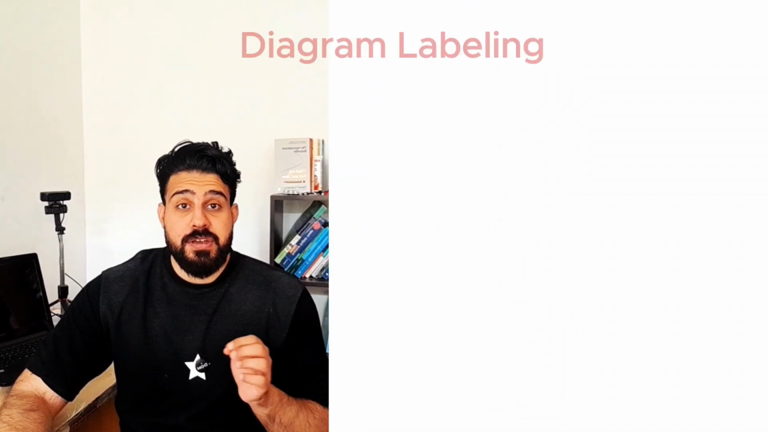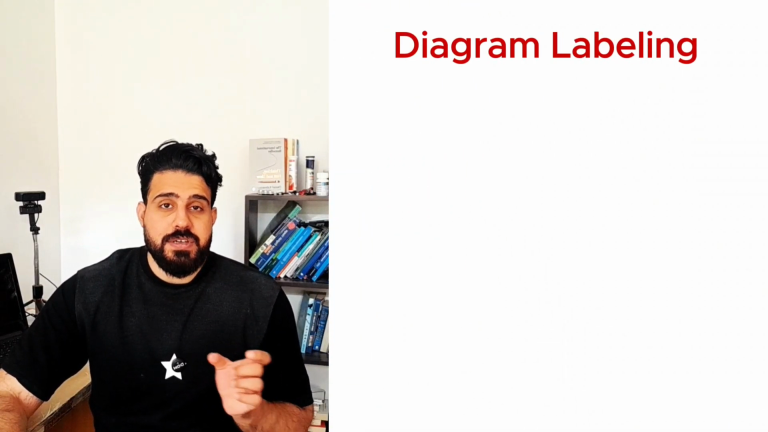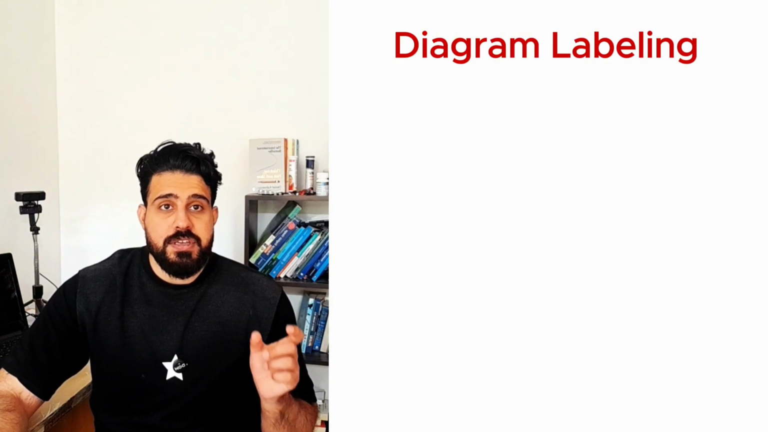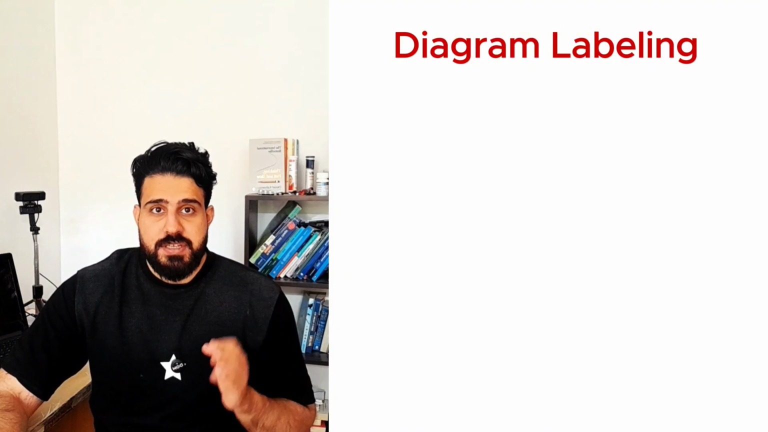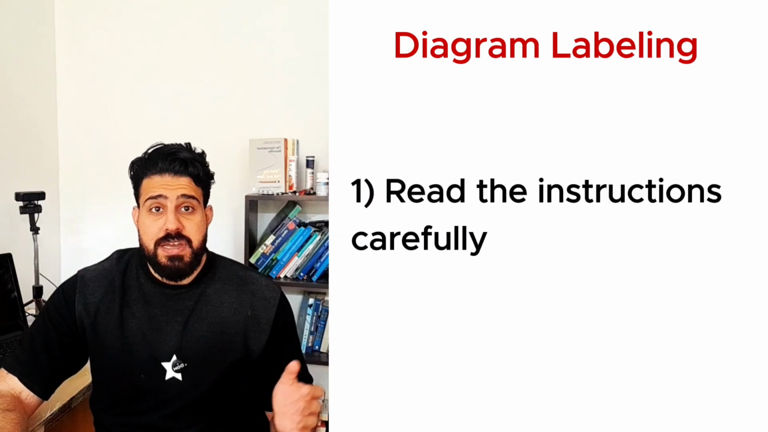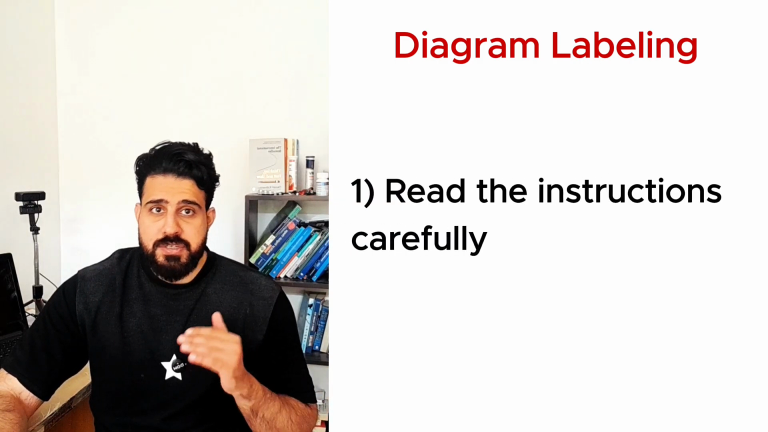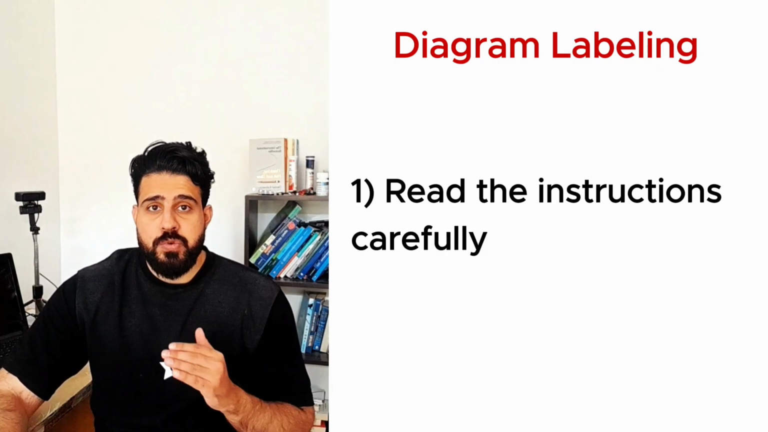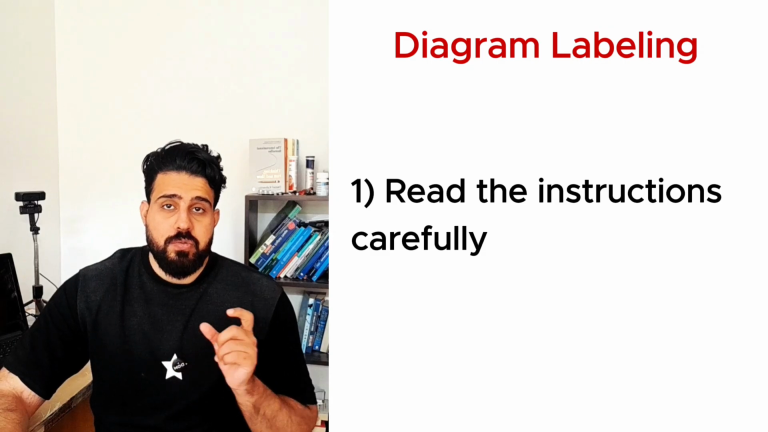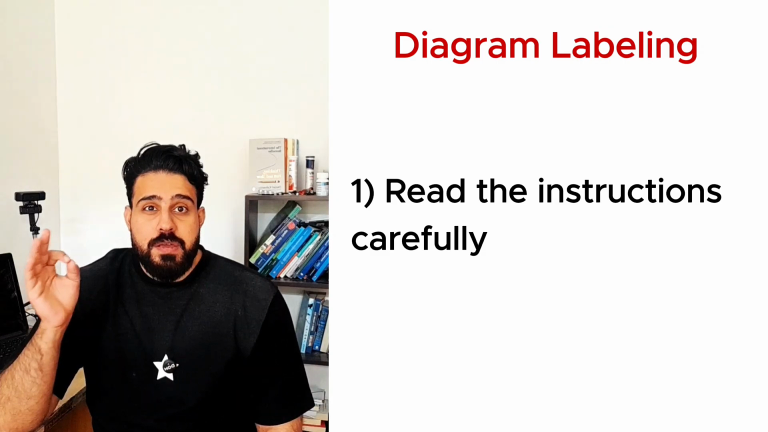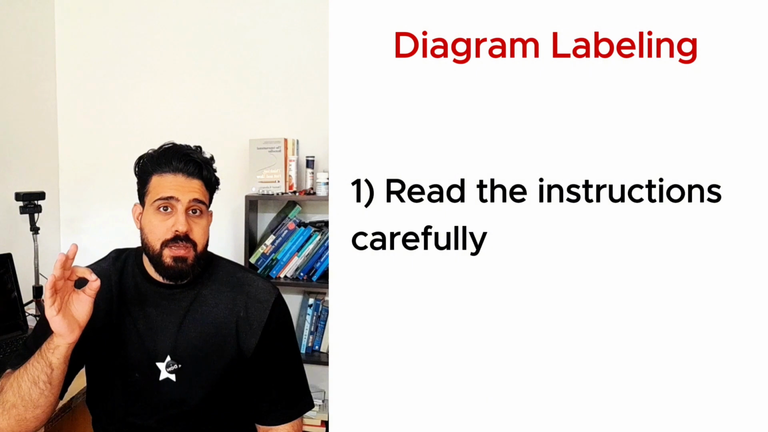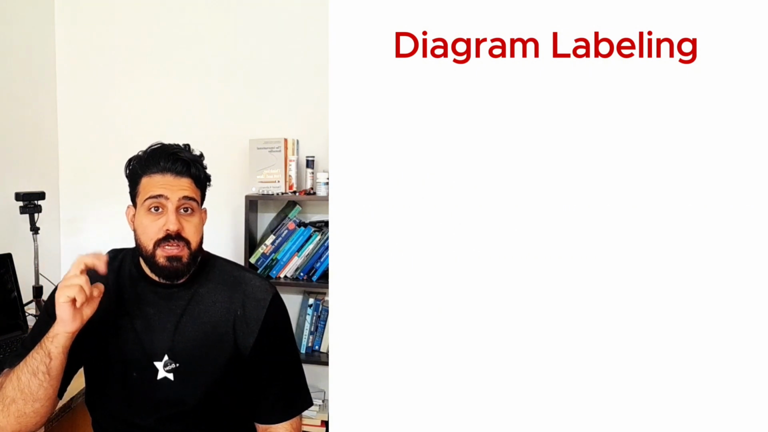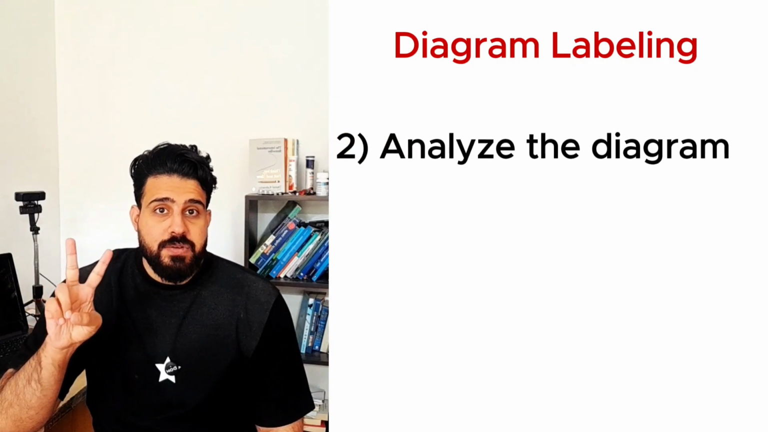Now let's talk about diagram labeling. These can look intimidating, but once you know what to do, they're honestly very logical. Step 1, read the instructions carefully. Seriously, don't skip this part. The instructions tell you how many words you can use. It might say one word only, two words, one word and a number, etc. If you write even one word too many, you'll lose the mark, even if your answer is correct, so be careful. Step 2, analyze the diagram.